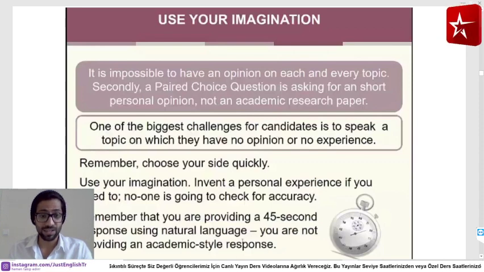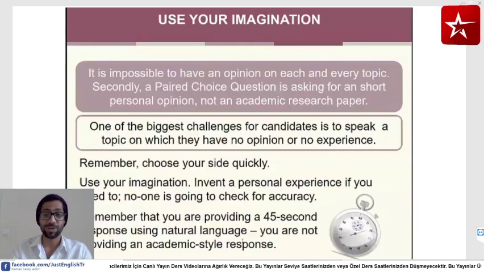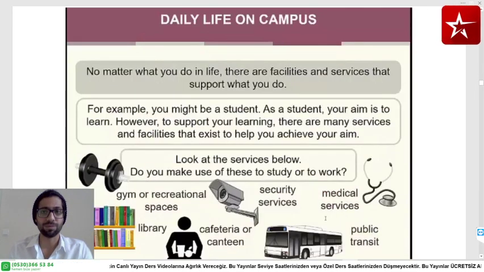Okay, here he says you don't need to use an academic language, an academic style response. You need to speak naturally. That will not be a problem for you. Daily life on campus.